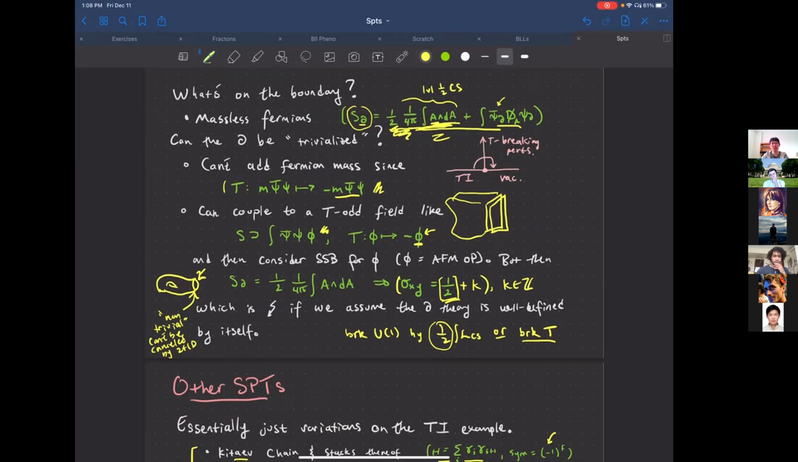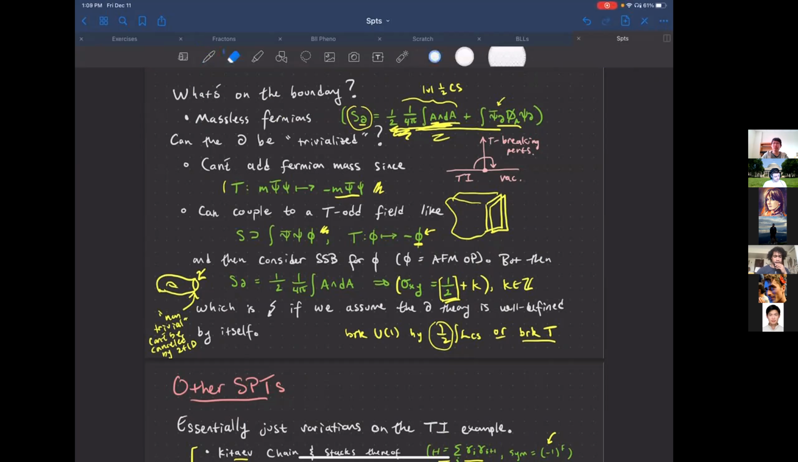There is an important but subtle distinction here between explicitly breaking the symmetry and spontaneously breaking the symmetry. But I don't know, about that later. Okay, thank you. Yeah.